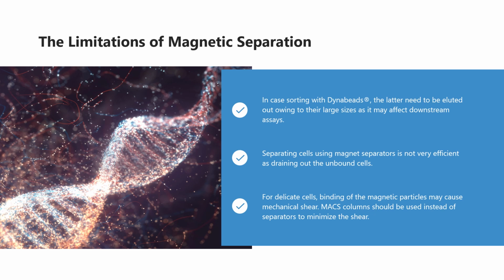Disadvantages. 1. In case of sorting with Dynabeads, the latter need to be eluted out owing to their large sizes, as it may affect downstream assays. 2. Separating cells using magnet separators is not very efficient, as draining out the unbound cells still leaves many unbound cells in the tube along with the bound cells. To improve the purity of the sample, the sorting step may need to be repeated several times. 3. For delicate cells, binding of the magnetic particles may cause mechanical shear. MAX columns should be used instead of separators to minimize the shear.